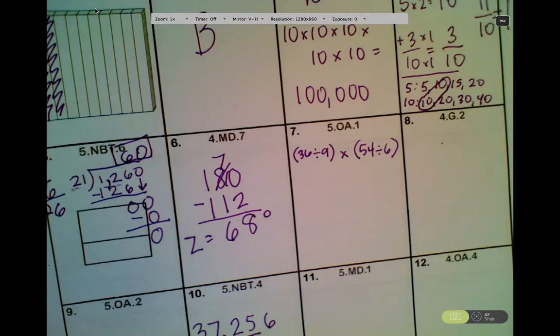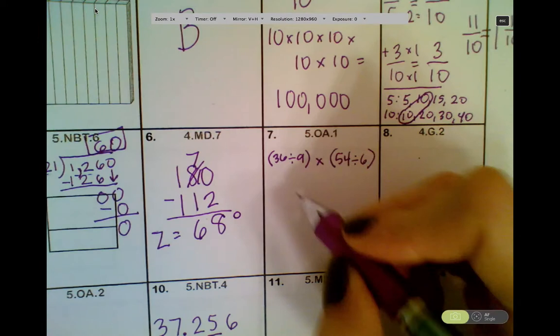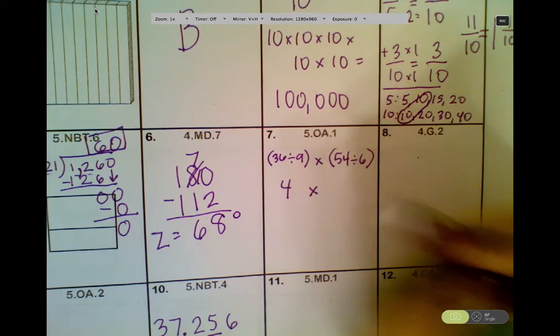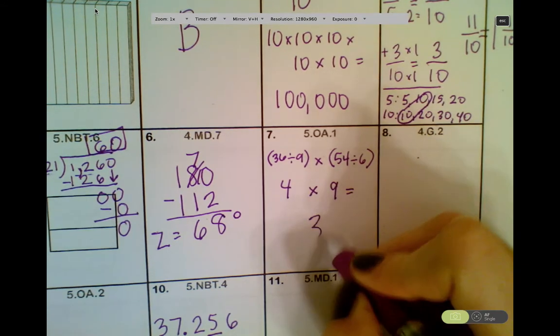For number 7, first you have to solve 36 divided by 9, which is 4, times 54 divided by 6, which is 9, and your answer is 36.